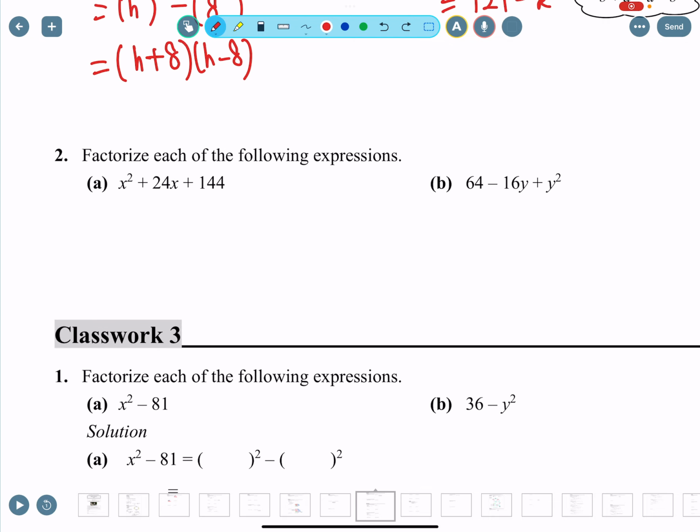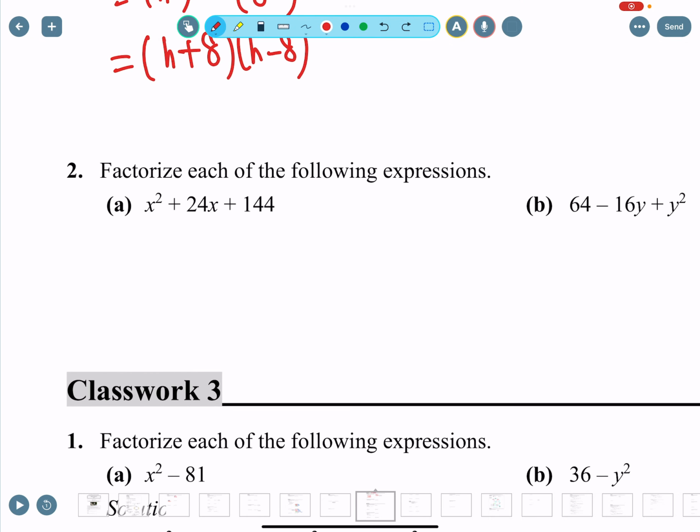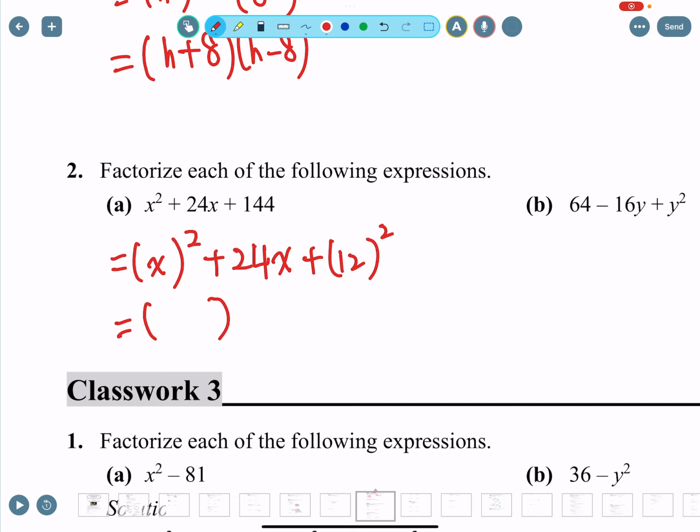The other identity is a squared plus 2ab plus b squared. The only thing I'll tell you is the first one and the last one, you can change them to a square. x squared plus 24x plus, the last one is 12 squared. You don't even have to consider the middle. Now if you can change the first one and the last one to a square, most likely it's this identity. So all you have to do is bracket x plus 12, and the bracket will have a square.